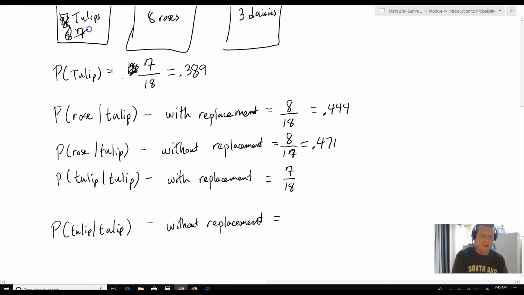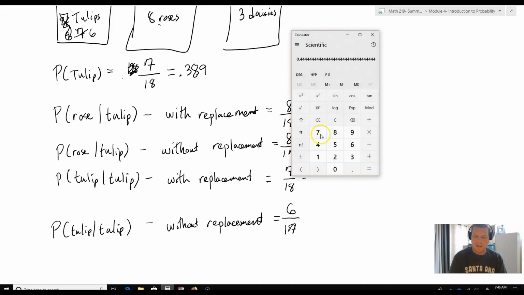Now, if I do it without replacement, I've taken a tulip out, so now I only have 6 tulips left. And my total's also going down by 1. So 6 plus 8 is 14 plus 3, that's 17. So now we have 17 total flowers.